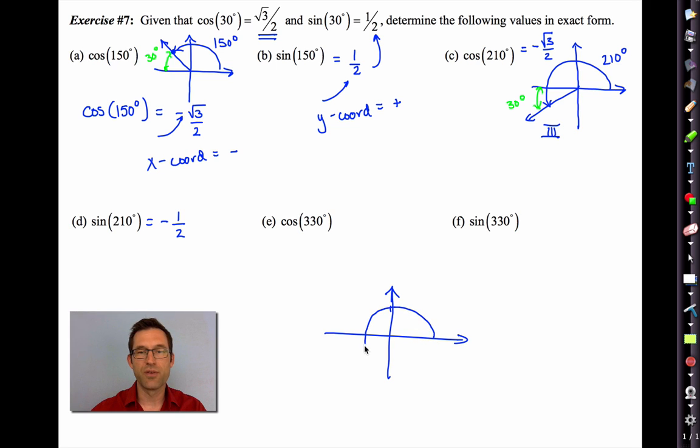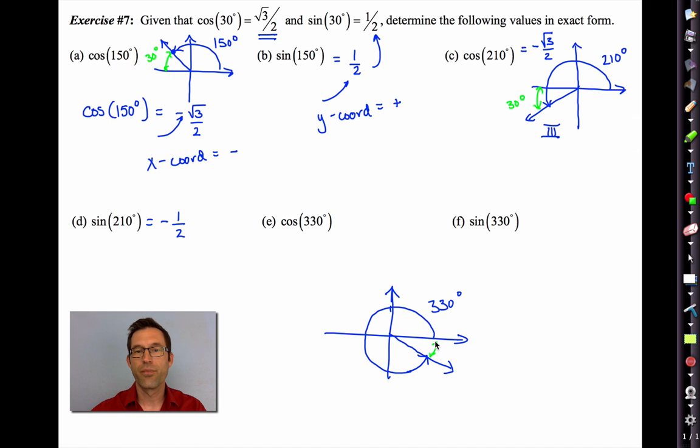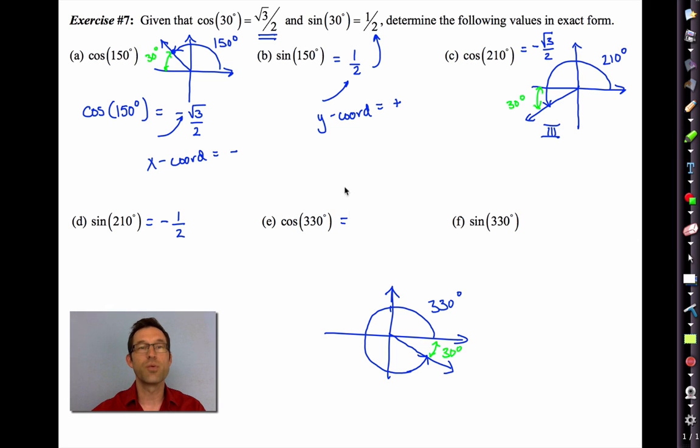330 is larger than 270. It puts us all the way like here, right? That's 330 degrees, but its reference angle is 30 degrees. So the cosine of 330 degrees will be the same as the cosine of 30 degrees, but will it be positive or negative? Think about this for a minute.